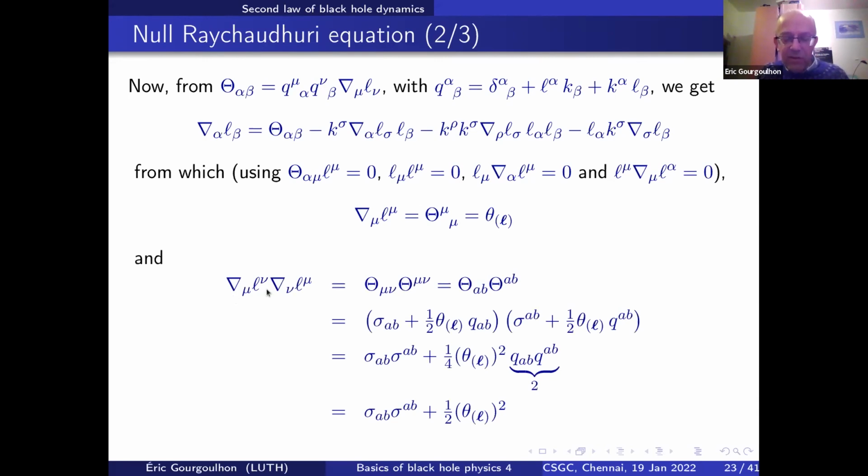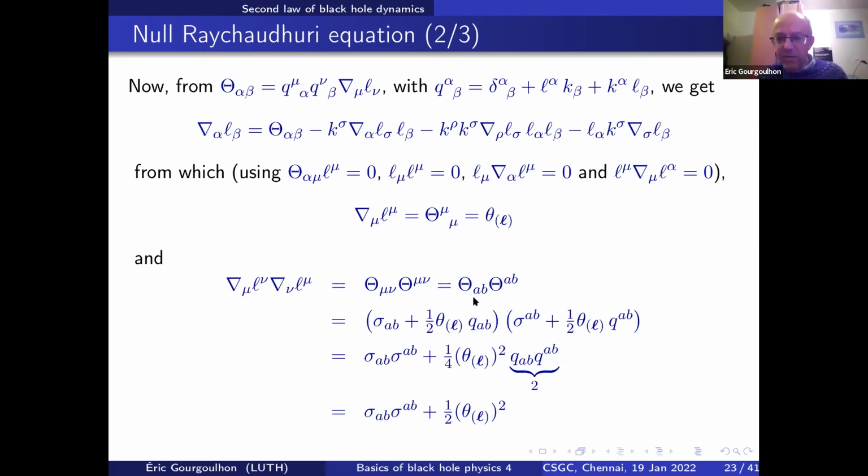And this term here that I had in my equation, when I replace the covariant derivative of L with this expression, I get actually this term. All the other terms vanish because of this identity here.